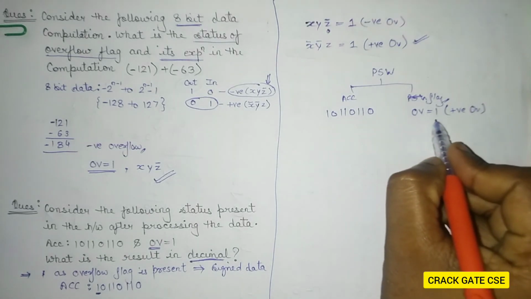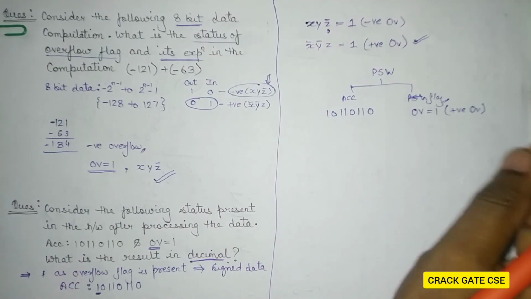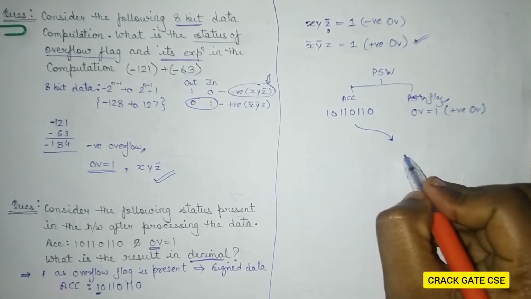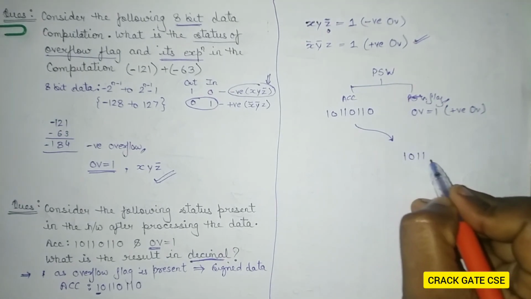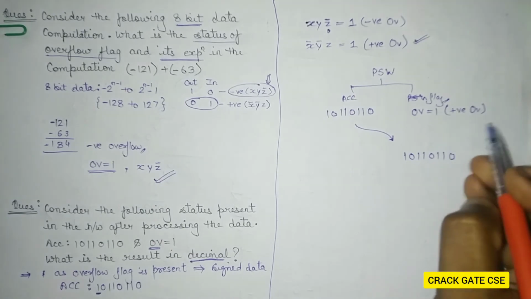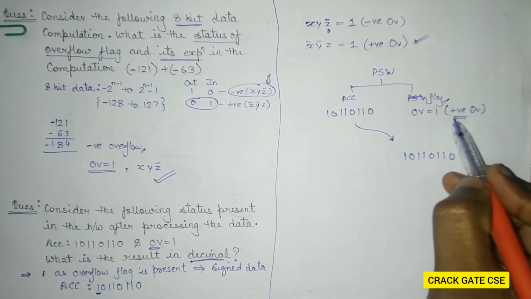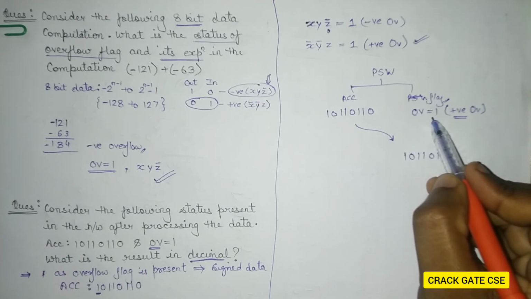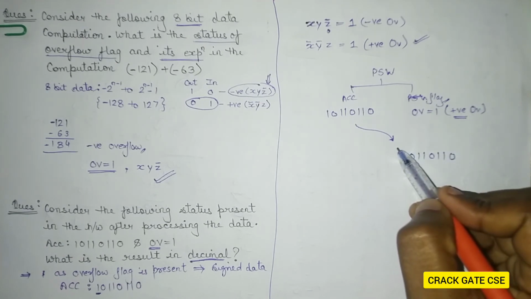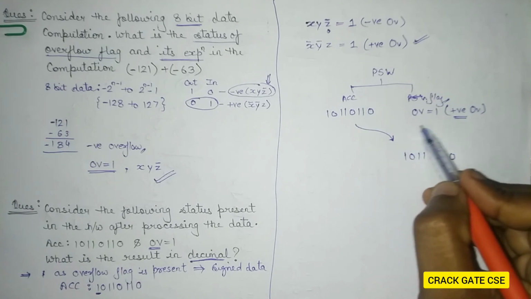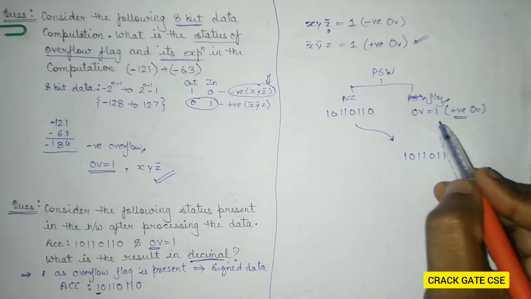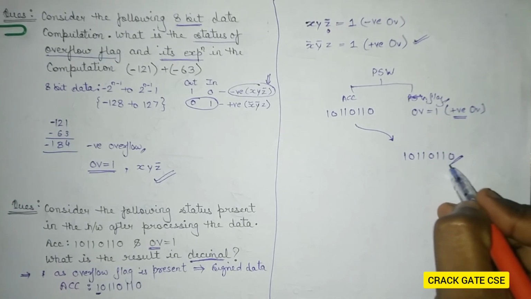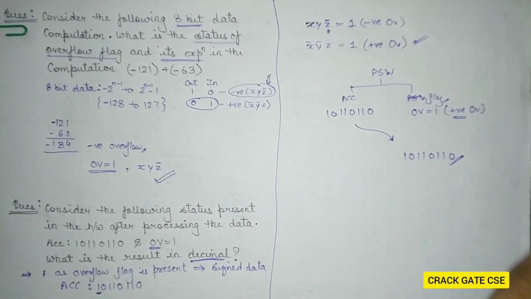Now if there is a positive overflow, we do not need to add anything to the accumulator. So I am just writing down the accumulator data same as given. It is a positive overflow, that means I do not need to add this one over here. If it is a negative overflow, then I will be adding this one to this particular MSB place, but it is not a negative overflow, it is a positive overflow. So there is no need to add this one. That means whatever result we are getting in the accumulator is the correct result.